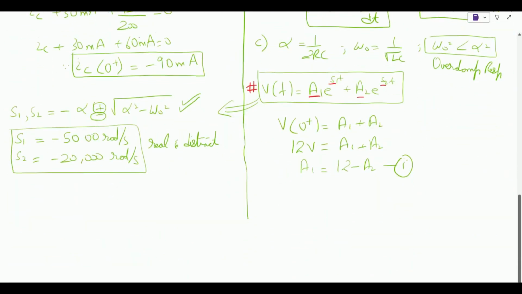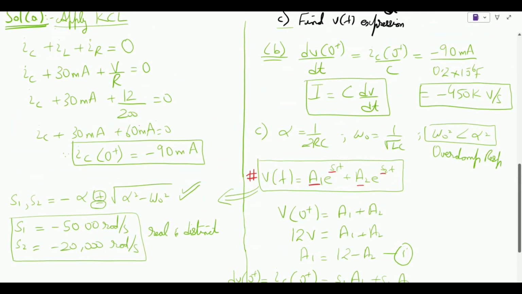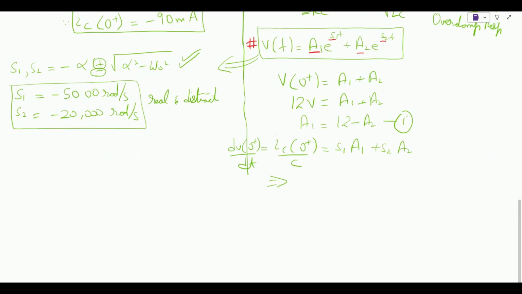The next equation will utilize iC(0+)/C, which was basically dV(0+)/dt. We know that it is going to be equal to S1 A1 plus S2 A2. We have already figured out iC(0+)/C, which is minus 40 kilovolts per second. So we can just input the values. Minus 40 kilovolts per second is equal to S1, which is minus 5,000, times A1, plus S2, which is minus 20,000, times A2. Now we have this second equation.